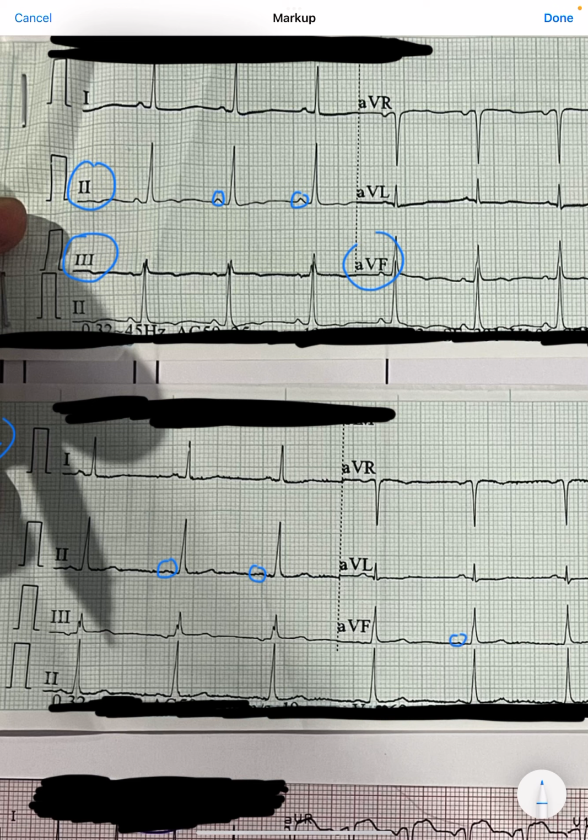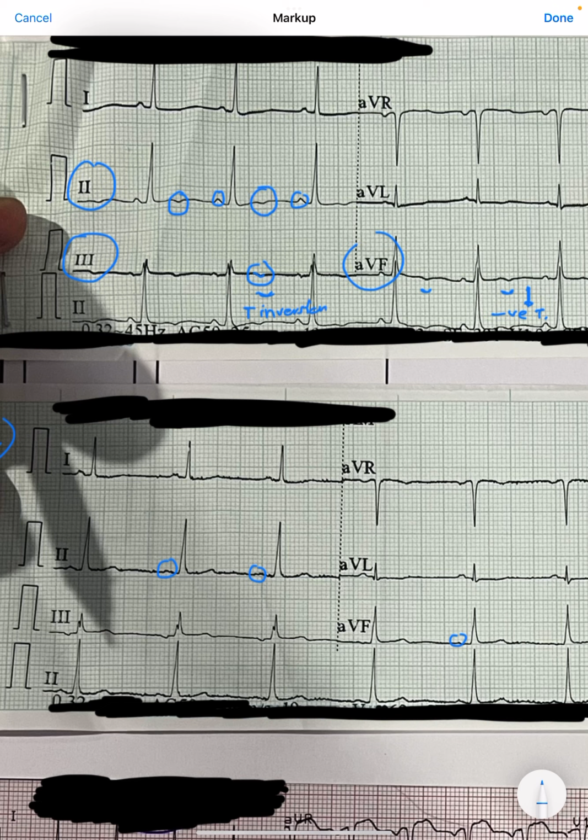Now look at the T wave, that is the wave after the QRS. This is the T, and you can very well see that the T is inverted. The T is down going. Here also the T wave is like this. Here also the T wave is like this. So the T wave is negative. Here also the T wave is negative, or T wave inversion is there.